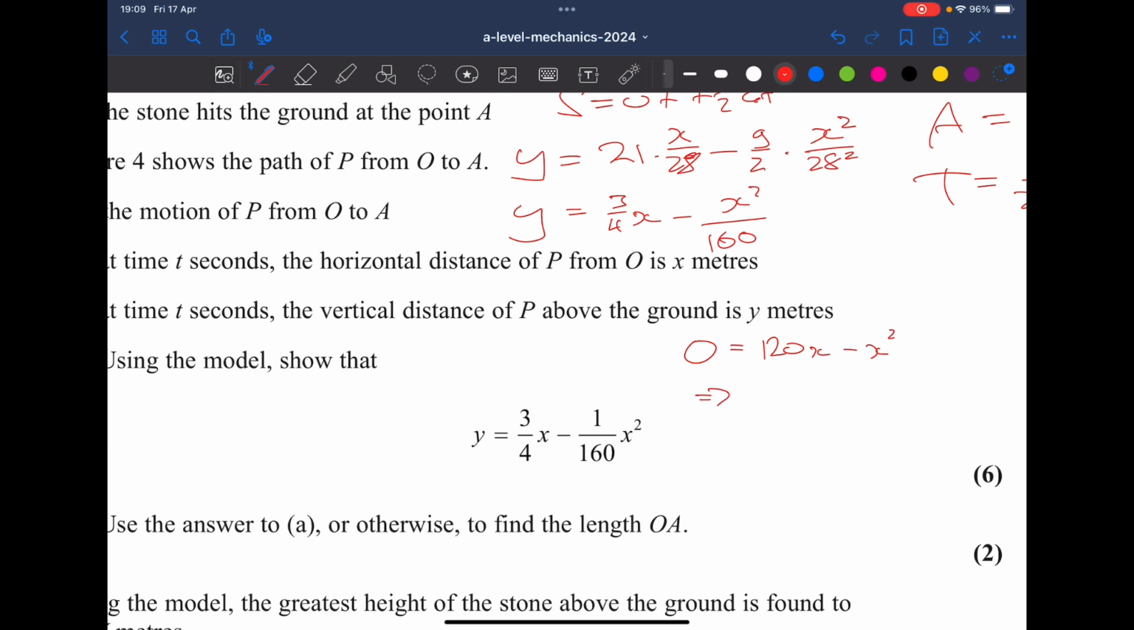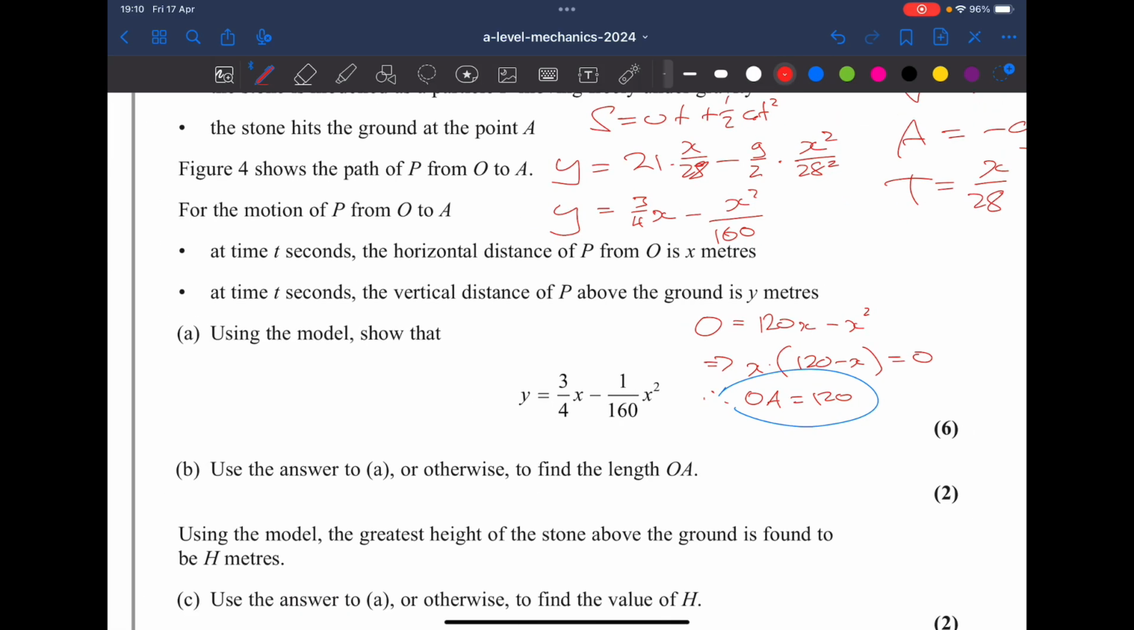So it's factorise x and 120 minus x equal to 0. So therefore x is going to be 120 for O to A. Or sorry, O to A is going to be that. x could be 0 or 120. You can think the 0 is the takeoff point, because at that point we were also on the ground. So lovely, that's all good.